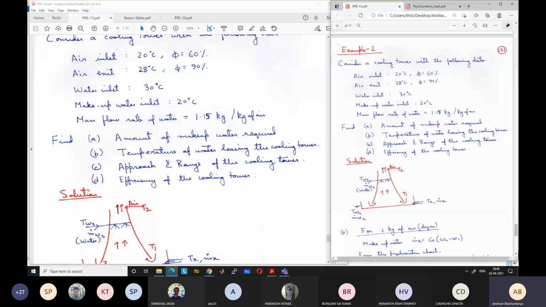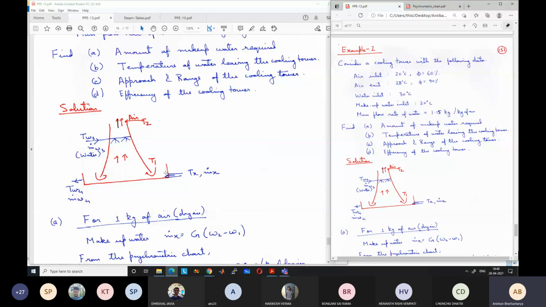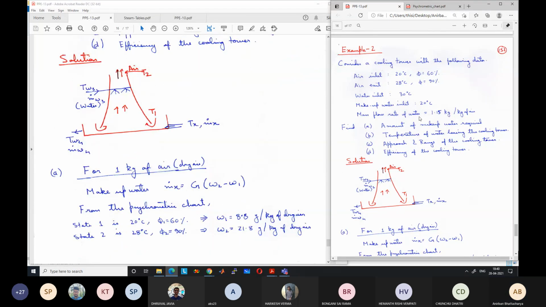So this is the schematic diagram. Water comes at temperature TW3 with mass flow rate MW3, and goes out at temperature TW4 with mass flow rate MW4. MW4 should be equal to MW3. And air comes in. We will consider 1 kg per second of air. We will do the calculation per kg of dry air. It comes at temperature T1 with relative humidity 60% and goes out at temperature T2 with relative humidity 90%. So these values are here.